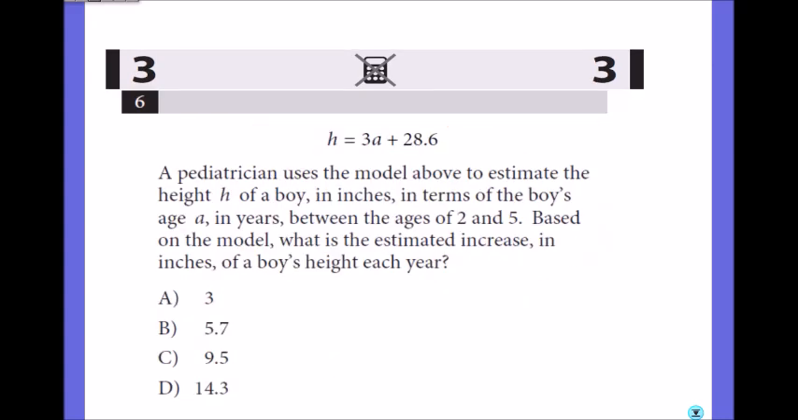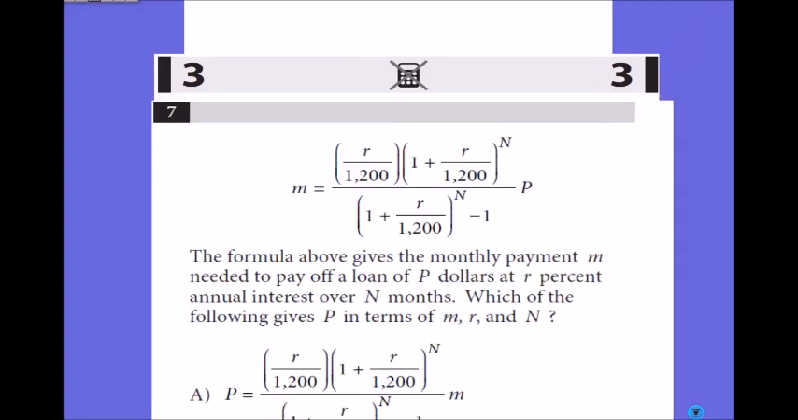6. A pediatrician uses the model above to estimate the height of a boy in inches in terms of the boy's age A in years, between ages 2 to 5. Based on the model, what is the estimated increase in inches of the boy's height each year? So it's asking for the rate of change, which is the slope. You see, y equals mx plus b, so it will be 3 inches per year, increasing 3 inches.